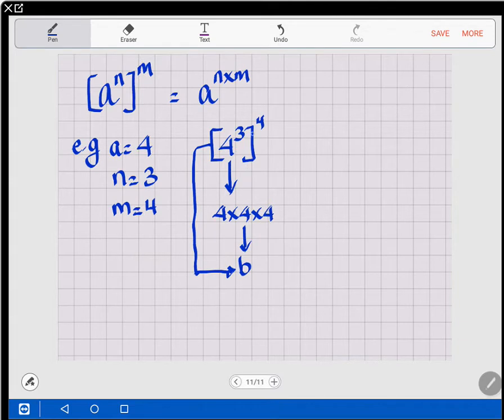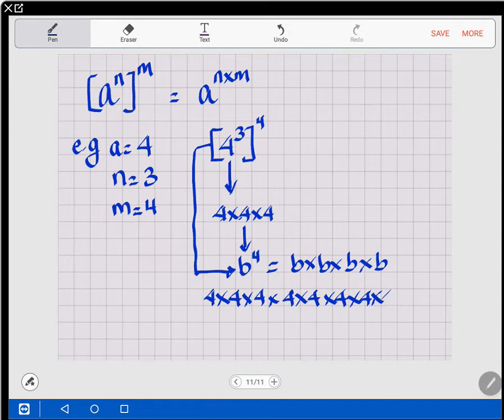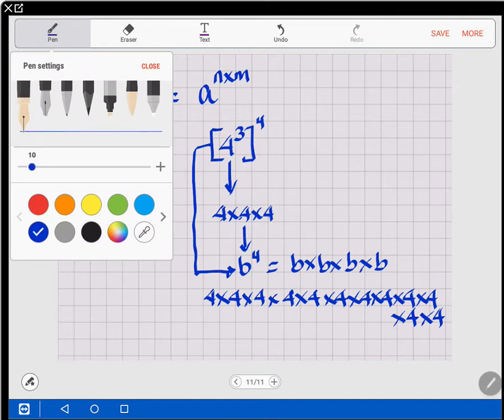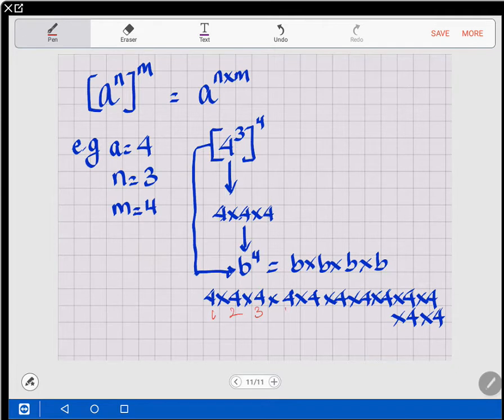Well, our question is 4 to the power of 3, 4 times 4 times 4, to the power of 4. Expand to the power of 4. Right? Which equals B times B times B times B. B is what? 4 times 4 times 4, multiplied by 4 times 4 times 4, multiplied again by 4 times 4 times 4, multiplied one last time by 4 times 4 times 4. Right? 1, 2, 3, 4, 5, 6, 7, 8, 9, 10, 11, 12. It equals 4 to the power of 12.